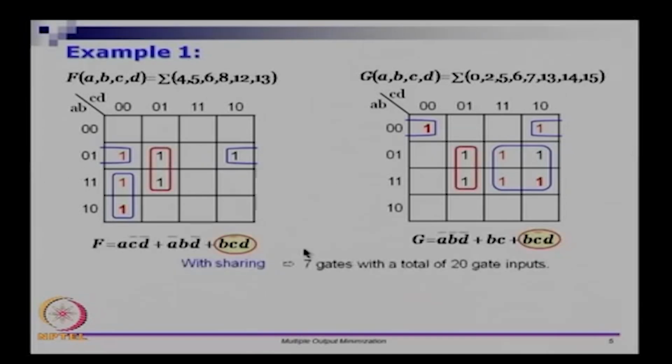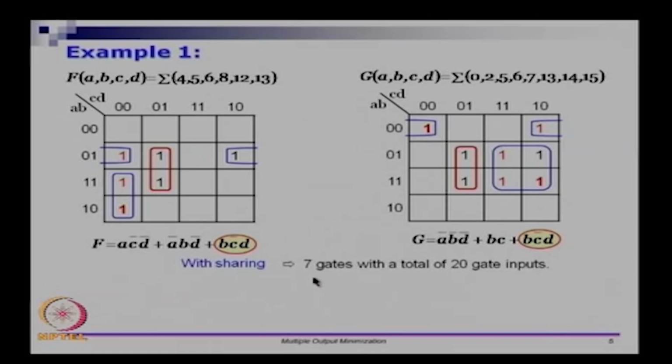So in terms of an expression, we have A C bar D bar, which comes from one of these terms, and A bar B D bar, which comes from the other term, but the common red term is B C bar D. On the right side, we have a quad here that gives us B C, we have a group of 2 which gives us A bar B bar D bar, and we have B C bar D, which is common.